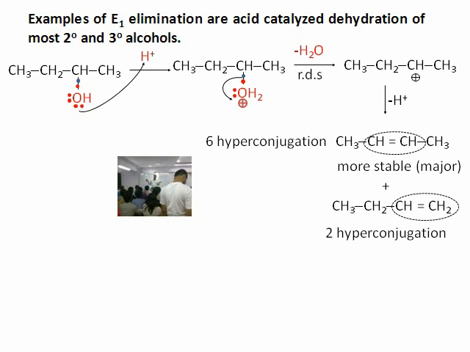This is called Saytzeff elimination, where more substituted alkene is more stable, and that is the major product. The lower product is less stable, and that will be the minor product of the reaction.